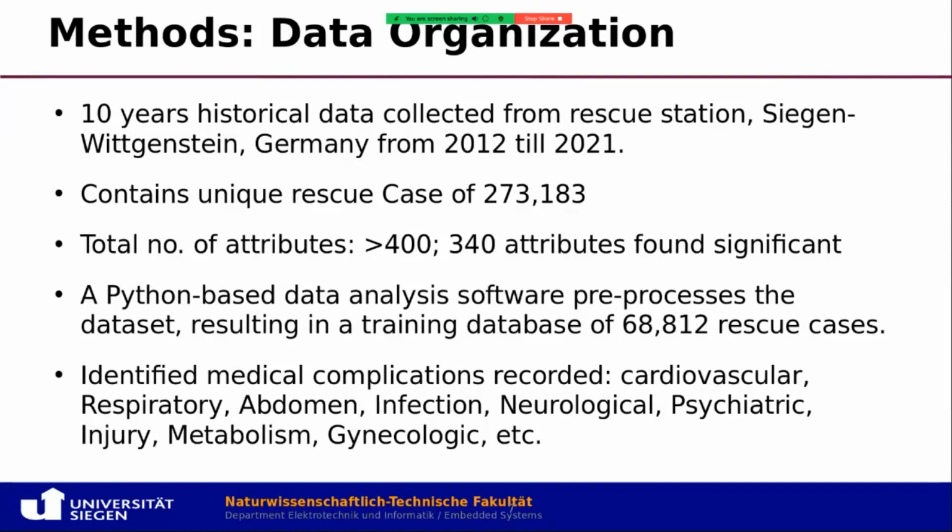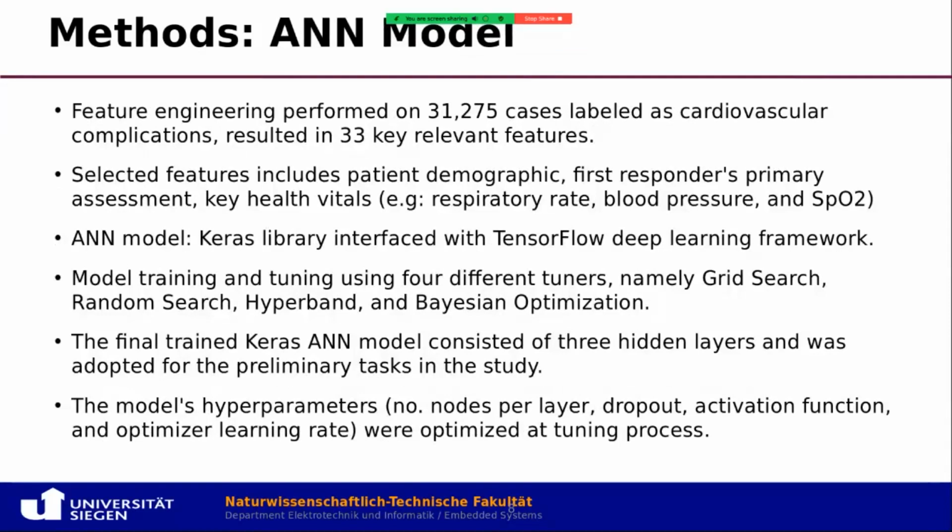Including rescue cases were things like cardiovascular, respiratory, abdominal, infection, neurological, psychiatric, and a lot of other ones which are also related to rescue operation issues. However, for this work, we are looking at only the cardiovascular complication. For cardiovascular complication, 33 key features were relevant, and it includes things like the demographics of the patient, health vitals like the respiratory rate, the blood pressure, and the SpO2.